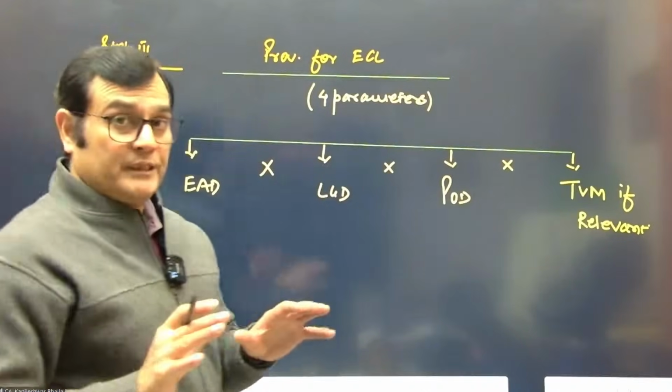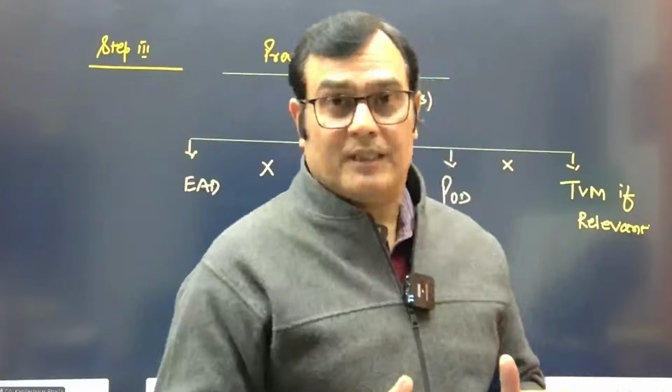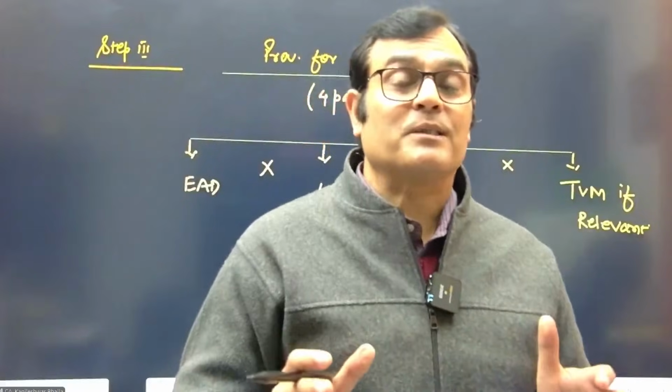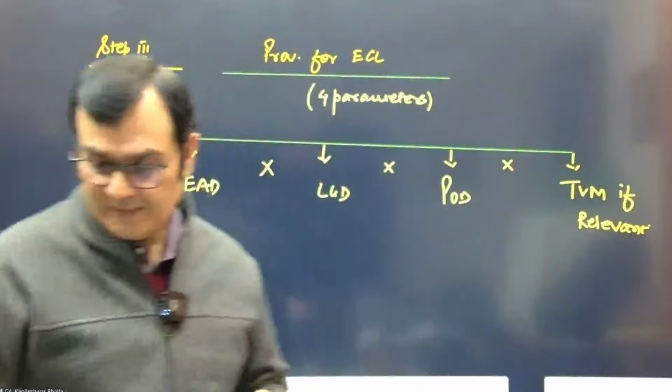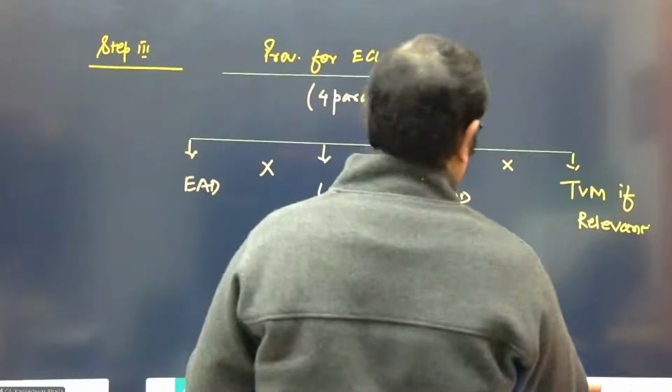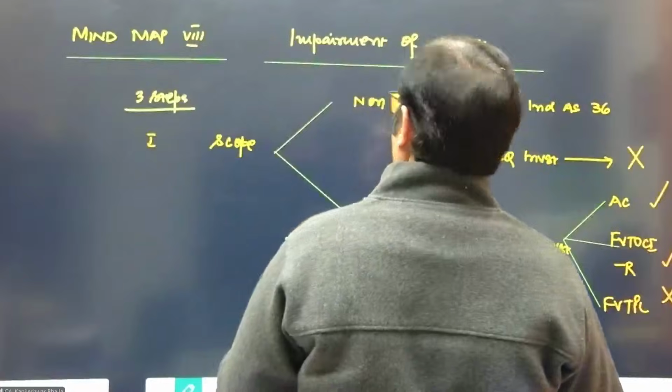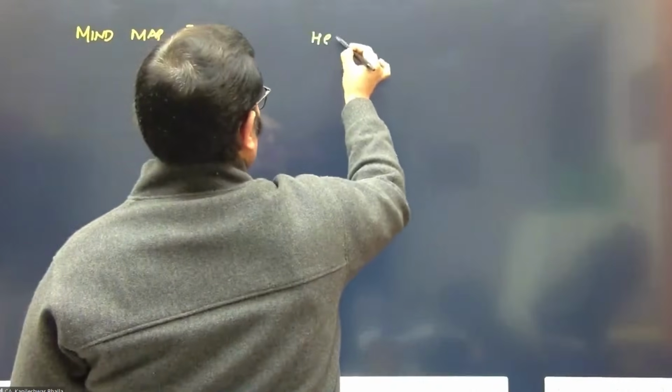Okay, so this was on the impairment. Now I think let's make a last mind map, which is on the concept of hedging. So that's my mind map number 9. Let's create a hedging mind map, mind map number 9, on the concept of hedging.